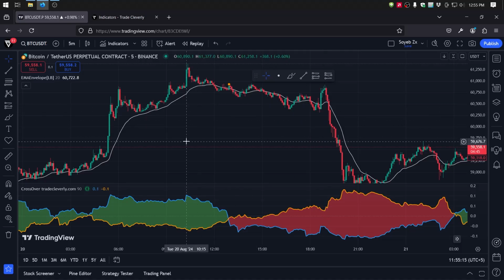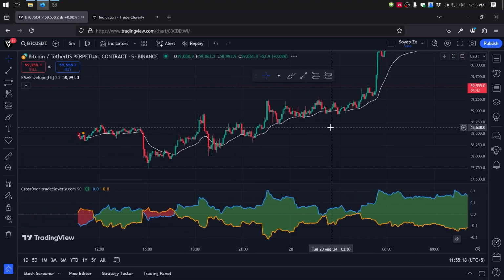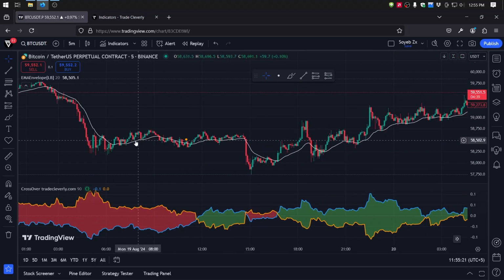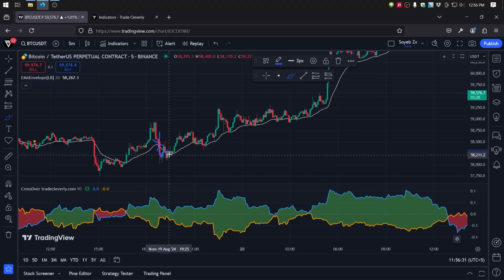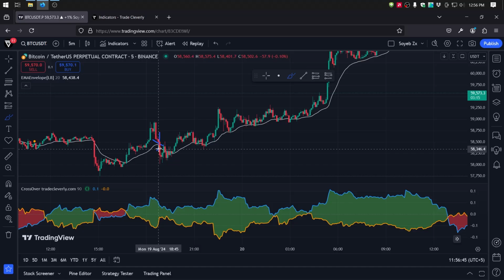But you must remember to avoid the trade if you see the price trying to cross the line like this. For example, you can see here the price is crossing down, but our crossover says the uptrend is running, so we avoid this trade. Then you can see the price trying to go up, but it fails a lot of times and is not crossing up the EMA line.